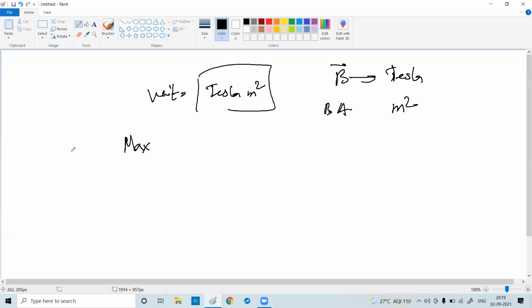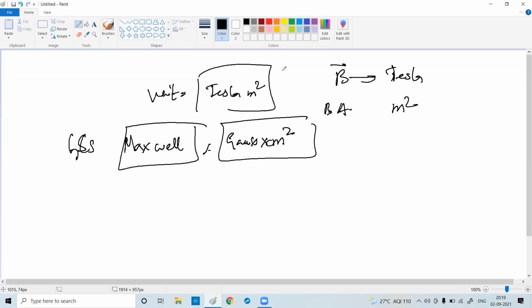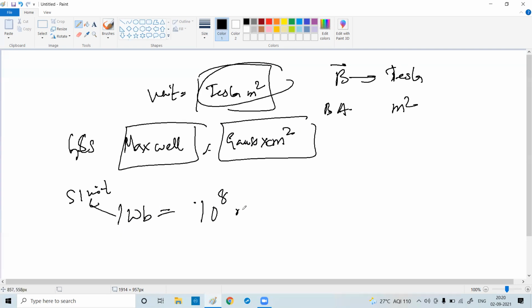In CGS, it's called Maxwell, not Glenn Maxwell. Or Gauss into centimeter square. These are CGS units. And Tesla meter square is the SI unit. Also Weber, 1 Weber, is also an SI unit. Write down all this. So what is the value of 1 Weber? 1 Weber is 10 to the power 8 Maxwell.